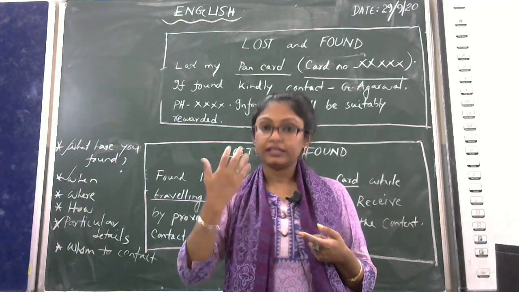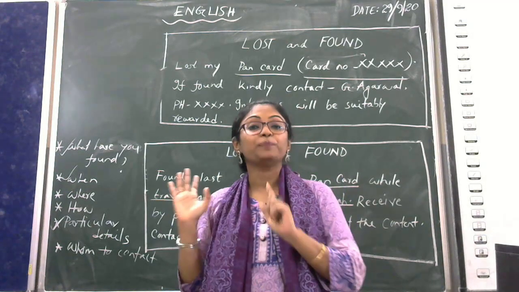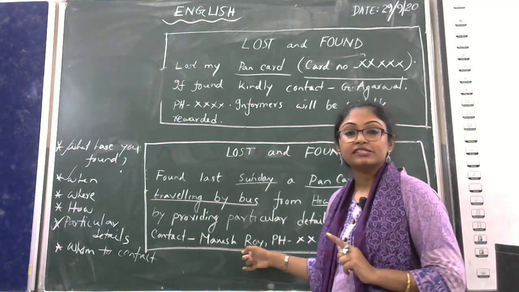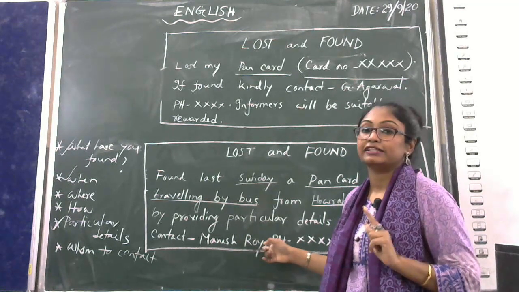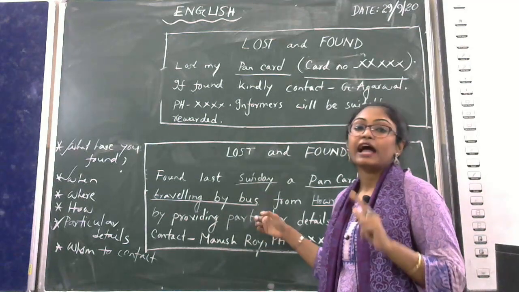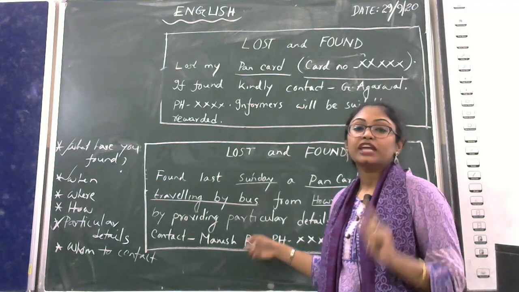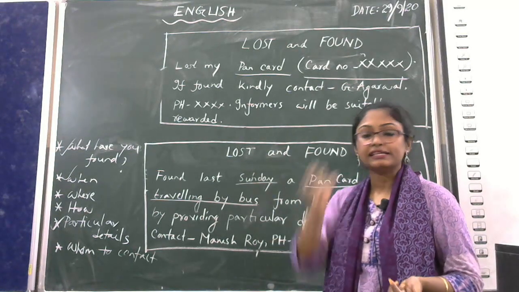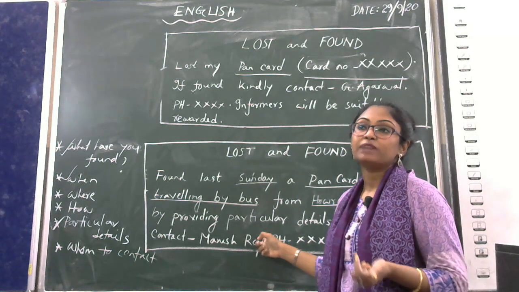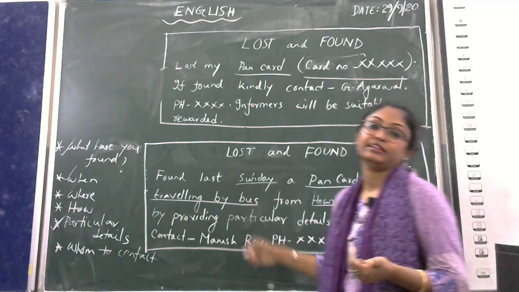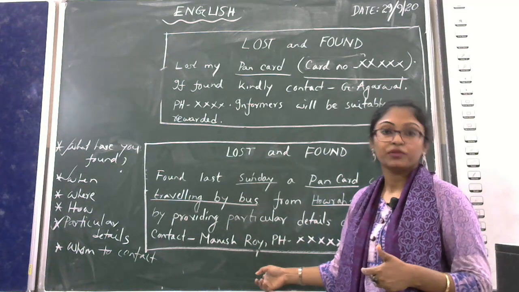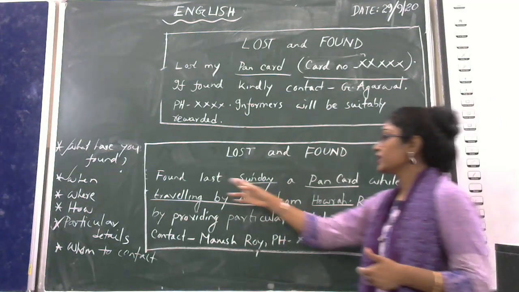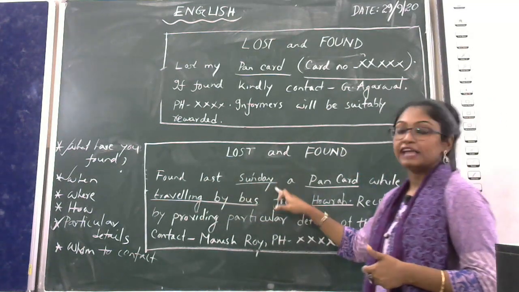So do you think it will be a very perfect one? No. So the person who lost that has to give the particular details. Like telling, yes, I have lost my iPhone. It was of black color and some other details also. The phone number was like this. So he has to provide particular details to receive the things from you. Okay? So when you have found something, you write down found last Sunday.